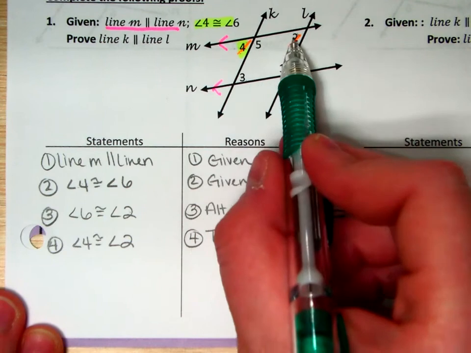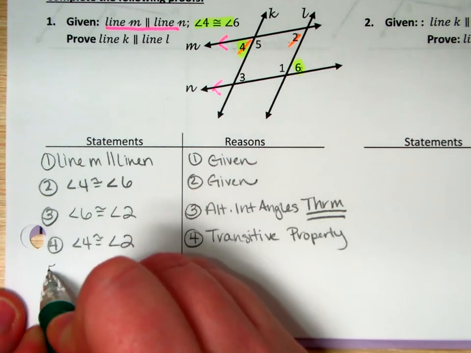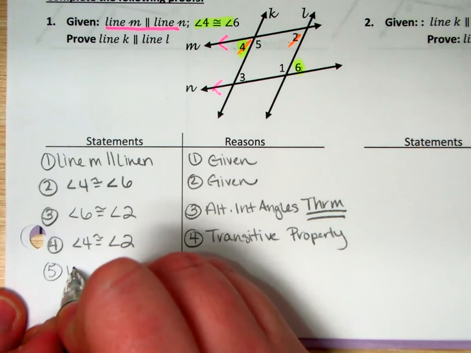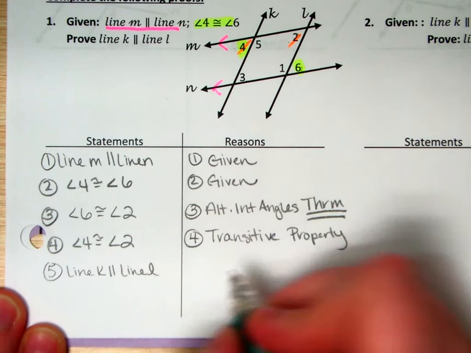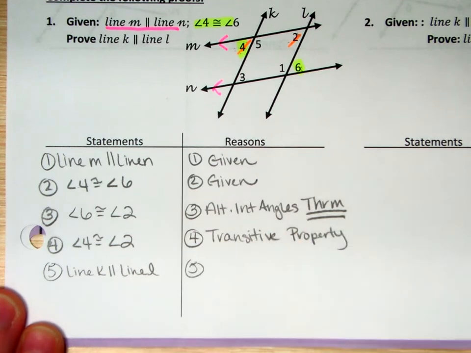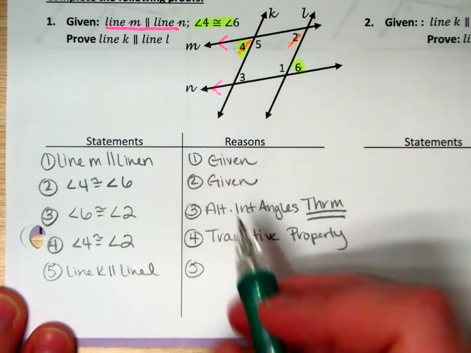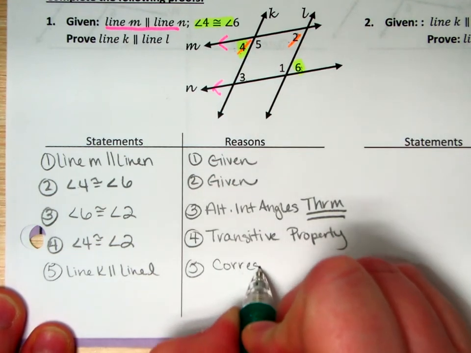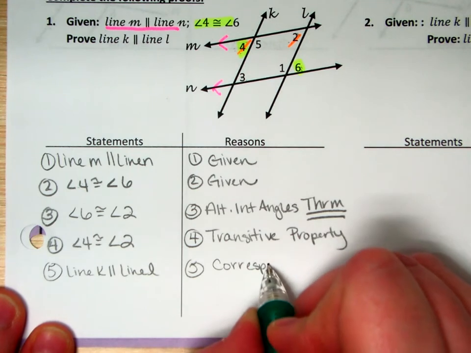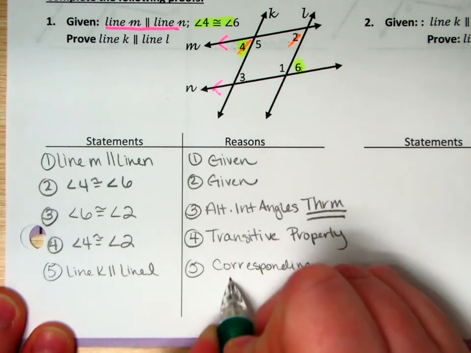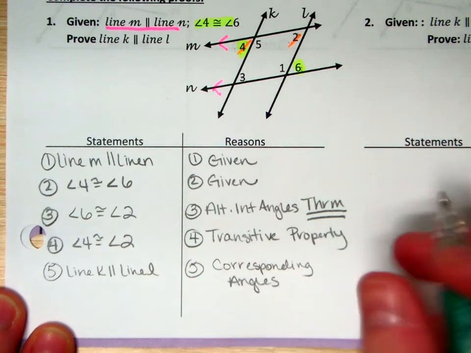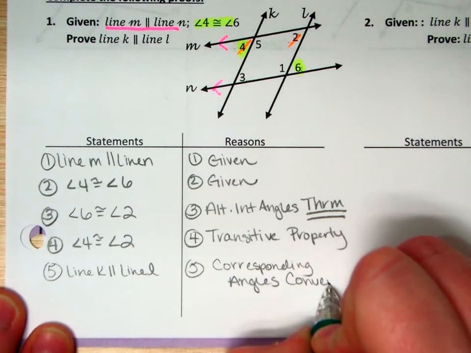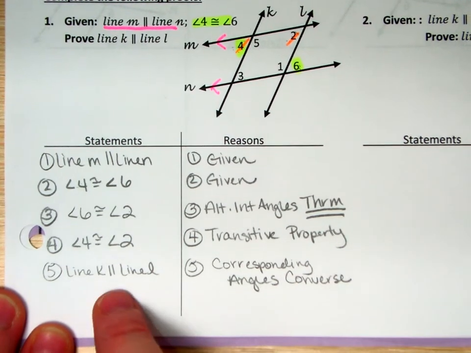But since these are corresponding angles, line 5, I can state that line K is parallel to line L. And this is why those theorems and postulate versus converses are so important. These are corresponding angles, but since I'm proving lines parallel, I can't use postulate because that would be saying angles are congruent. I have to make sure I use the word converse, because converse is when you prove lines parallel.